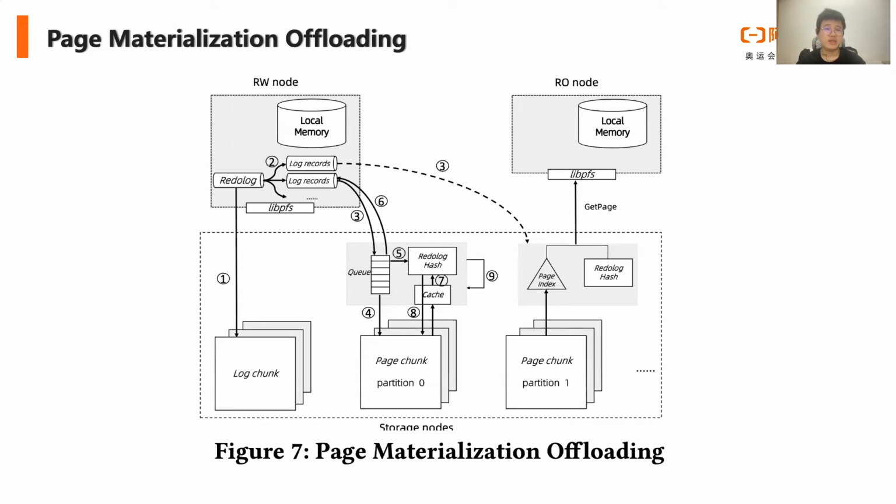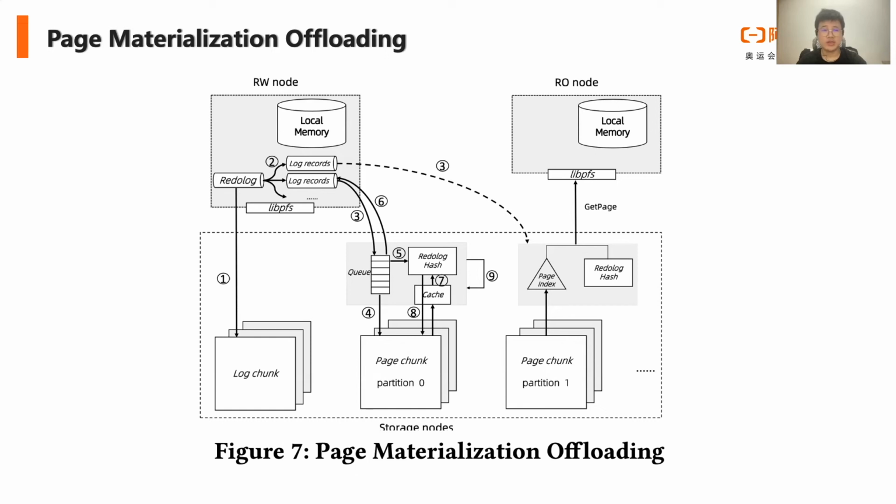Page materialization uploading is also an important design point of PolarDB serverless. As we know, a transaction on a monolithic database will theoretically flush data pages to the durable storage. However, it will introduce a large amount of network communication between the RW node, the RO node, and the disaggregated memory, and PolarFS in PolarDB serverless.